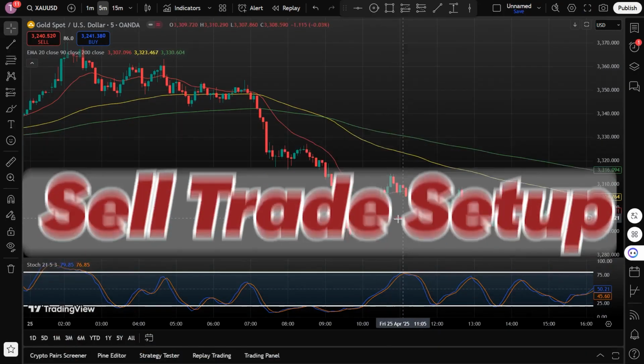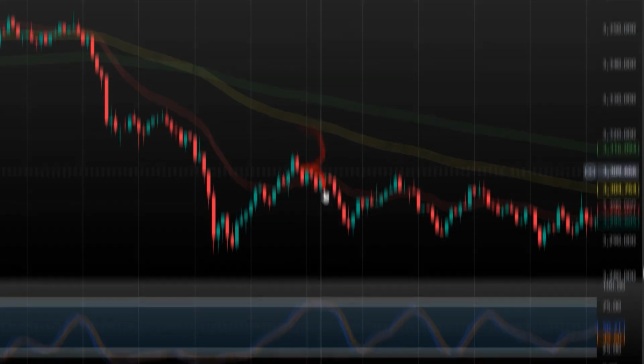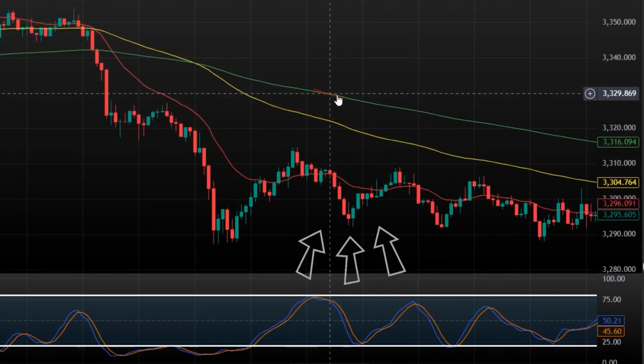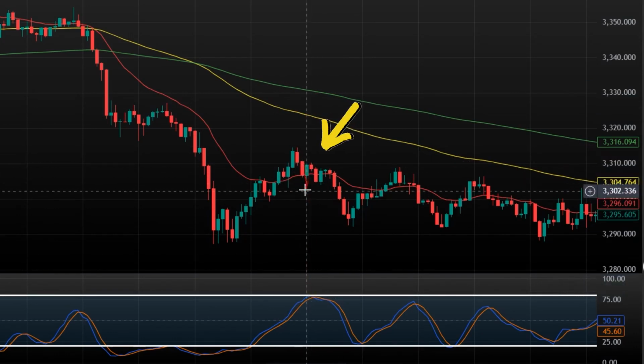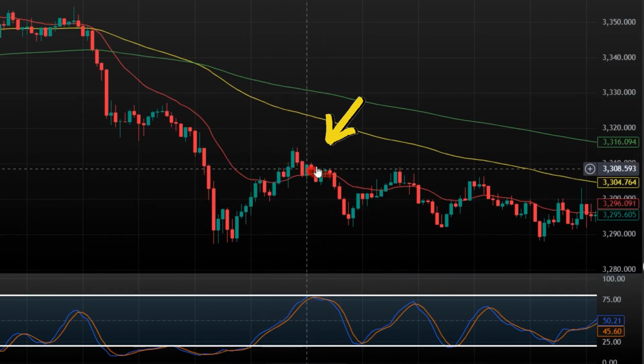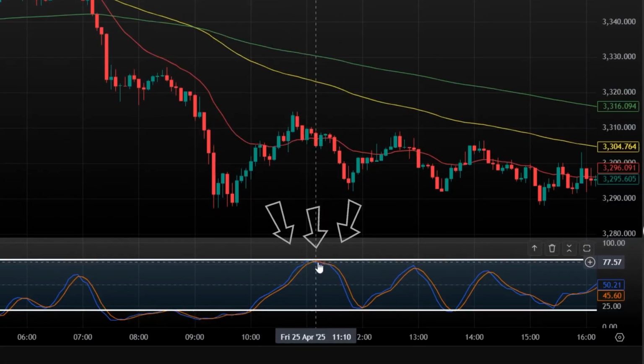Sell trade setup. First, make sure the market is in a downtrend. The price should be below both the 90 EMA and 200 EMA. Wait for the price to pull back and touch or get close to the 20 EMA. Now check the stochastic oscillator. It should be above 80, showing an overbought condition.